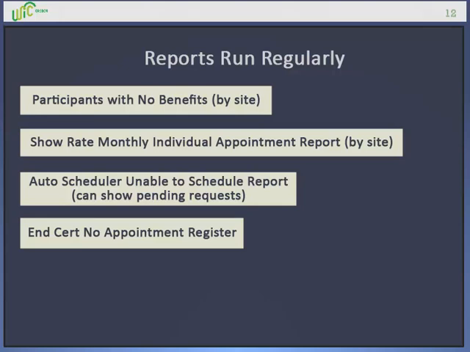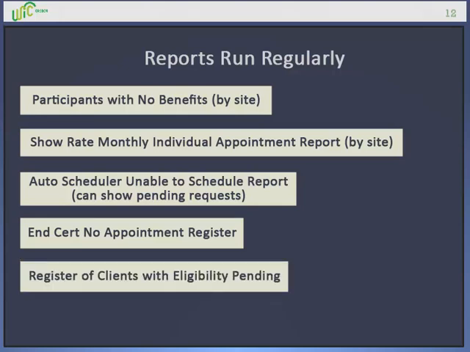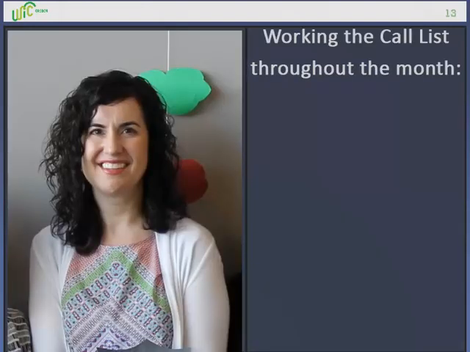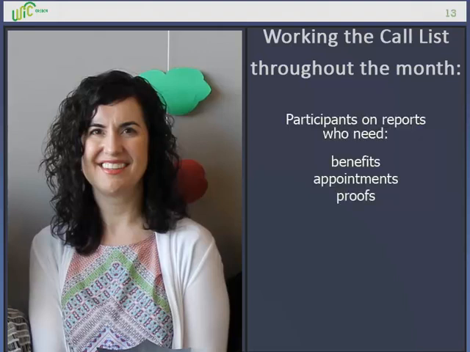The NCERT register no appointment and the register of clients with eligibility pending reports are also ones that we use. We use the term in our agency working the call list to identify those reports that identify clients that need to come in for benefits or appointments or proofs. We utilize these reports throughout the month, and our team will call them from the report, text them, and mail them to try to get them in for those needs.